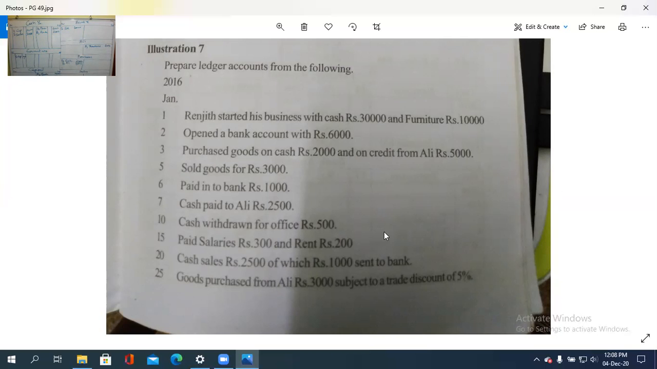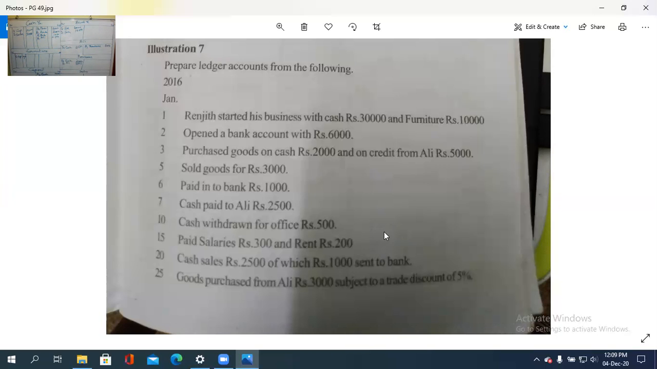Then paid into bank rupees 1,000. So bank account debtor to cash 1,000. Cash by bank 1,000. Then cash paid to Ali 2,500. So Ali debtor to cash, that is the entry. So Ali debit side to cash, cash on the credit side by Ali, 2,500.